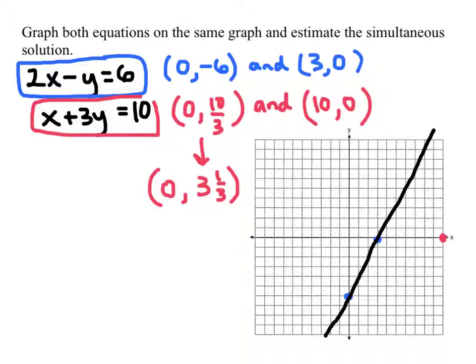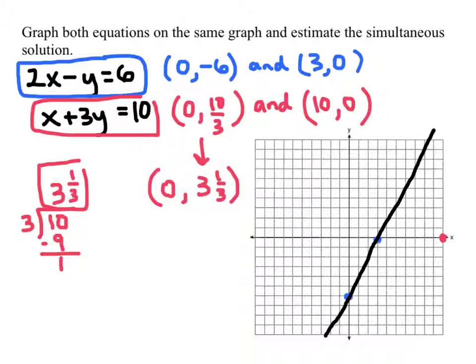And the reason how I'm getting the 3 and 1 third, remember from your previous math classes, if you take an improper fraction and you divide the denominator into the numerator, 3 goes into 10 3 times. 3 times 3 is 9. We subtract 9 to get a remainder of 1. We get the equivalent mixed number, 3 and 1 third. So I just want to remind you how to do that.